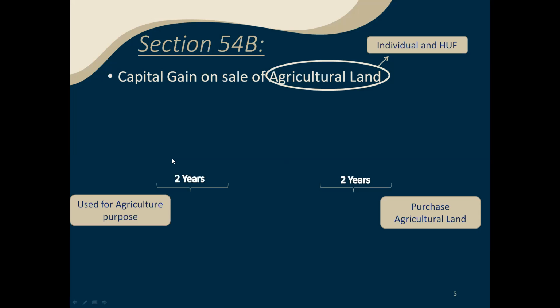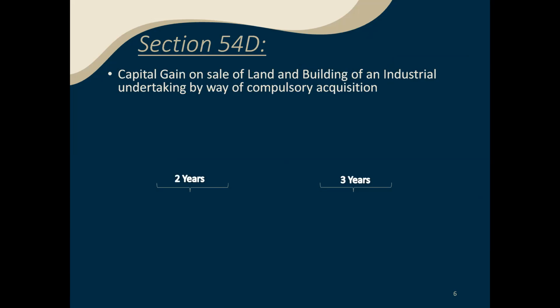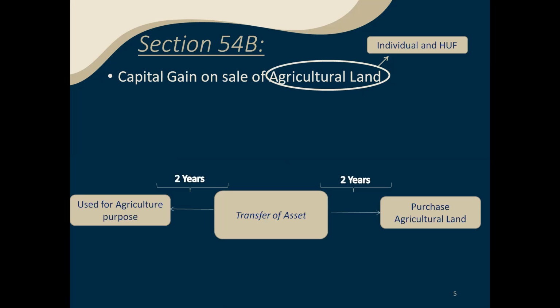What are the similar conditions between 54 and 54B? It is applicable for individual and HUF, and the sale and investment are on the same kind of property. That is, for 54, you should have sold a residential property and bought a residential property. In 54B, you should have sold an agricultural land and bought an agricultural land. Again, if not spent within the due date of filing return, that is, say July or September, whatever is the due date, you should have deposited it in the CGAS account.